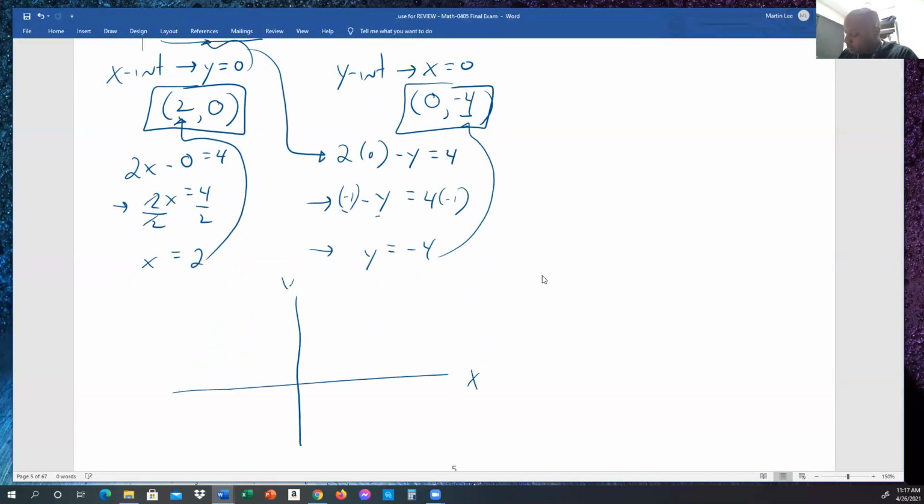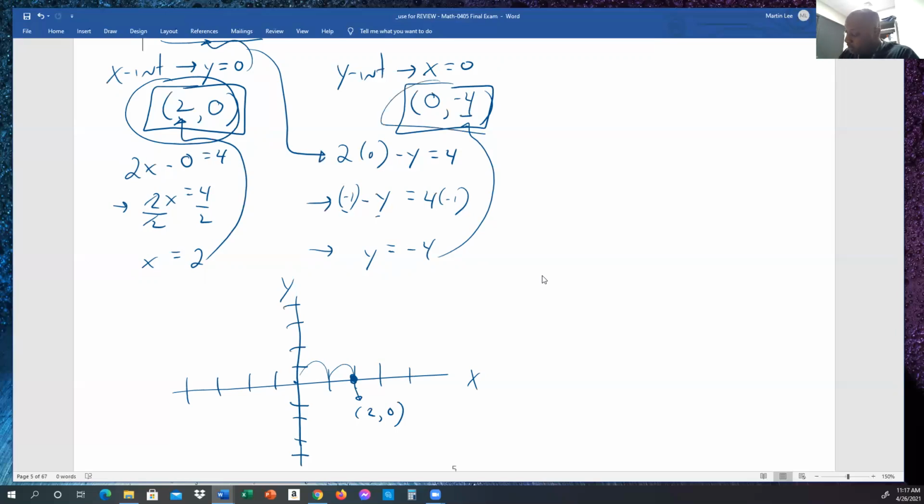So x-axis, y-axis, 1, 2, 3, 4, 1, 2, 3, 4, -1, -2, -3, -4, -1, 2, 3, 4. So we're going to plot this point 2, 0. We're starting at the origin. I move 2 to the right, 1, 2. And here's my point 2, 0.